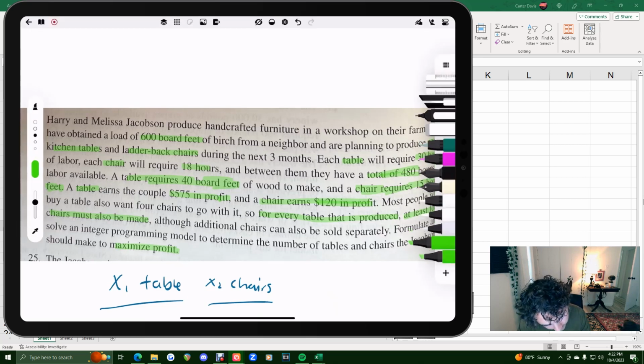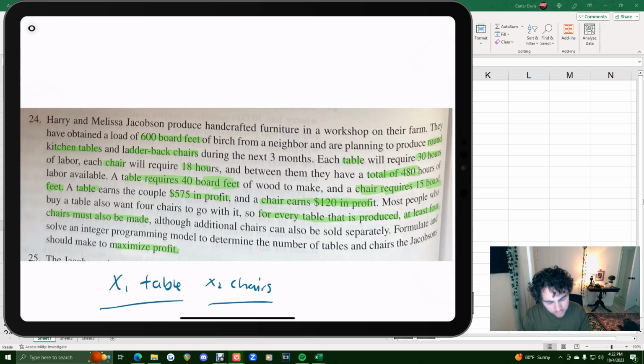All right. So most of this setup stuff is not going to be hard. It's going to be very similar to what we've seen before. The most challenging thing is probably going to be the whole, for every table that's produced, at least 4 chairs must also be made. So let's keep that in mind.